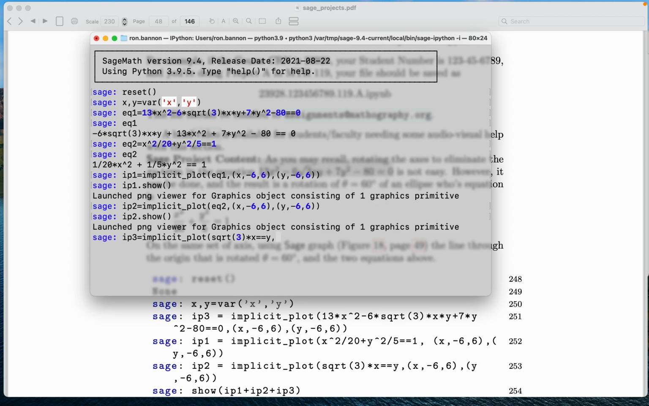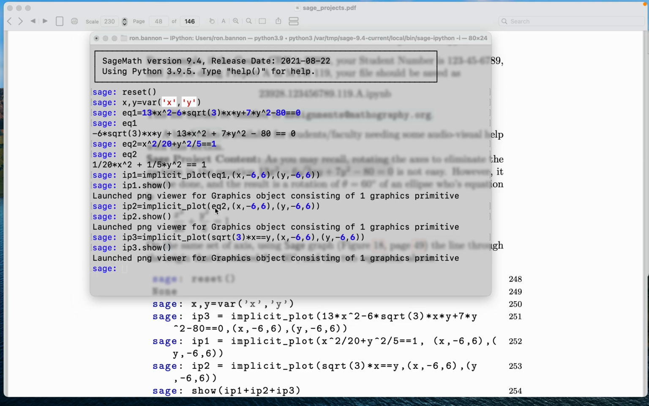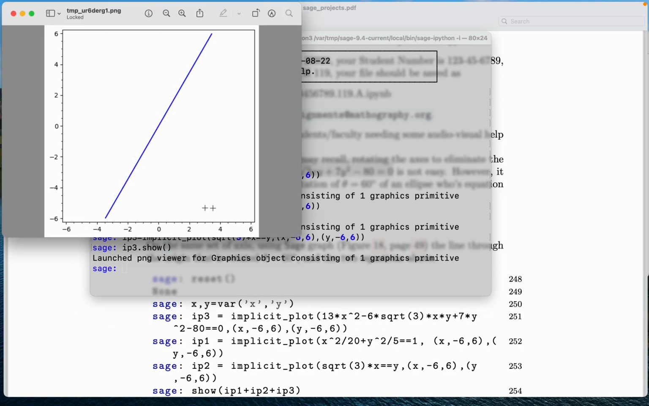And then I think I had the same range in that guy over there in the domain. Yep. Let me show that for you. Show. Whoops, I'm sorry about that. IP3.show. And you're going to see a line that goes through the origin. Someone says, I don't see the origin. 0, 0. It's right over here. And it's a line that goes through the origin at 60 degrees.